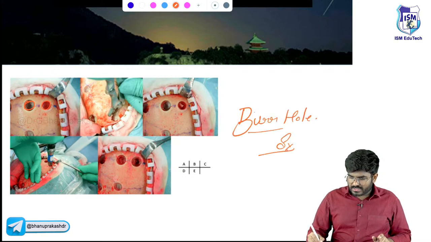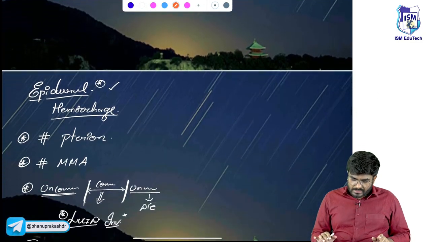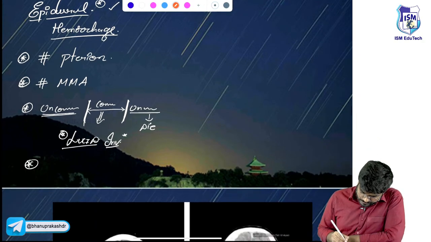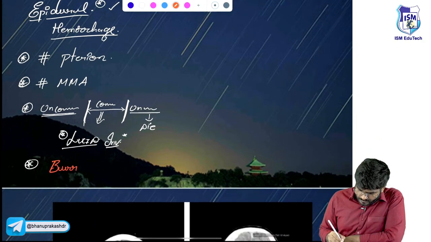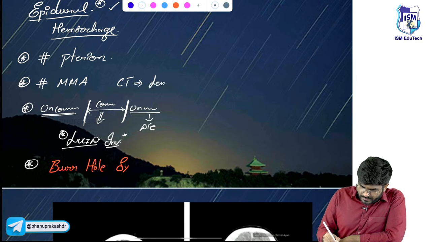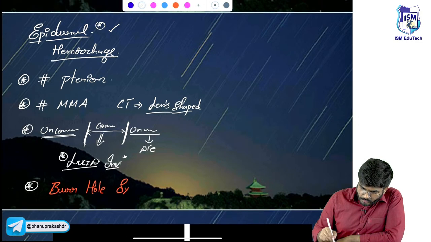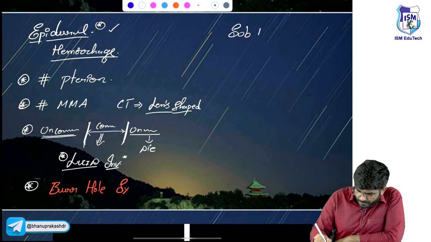The burr hole surgery is done for epidural hematomas. Now after this, let's discuss the other type of hemorrhage. Burr hole surgery is one important point I want you to know. Apart from that, on CT, lens shaped hemorrhages are seen. The second type of hemorrhage that I want you to know is called a subdural hemorrhage.